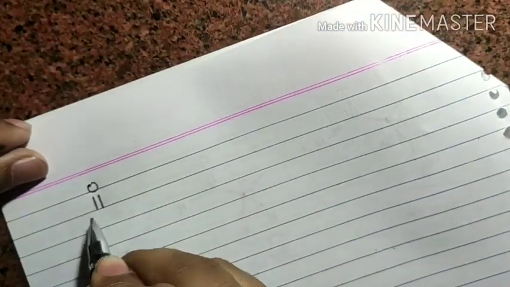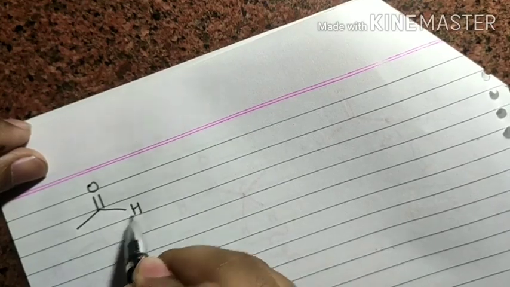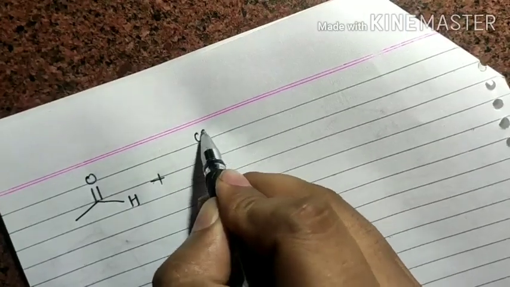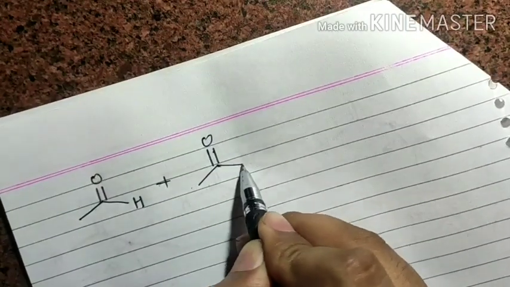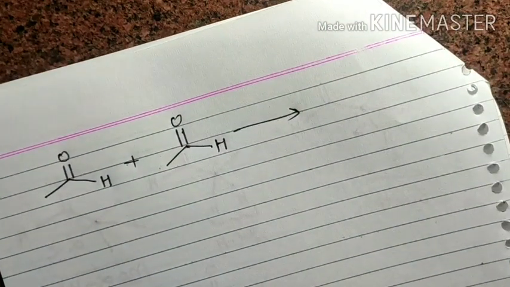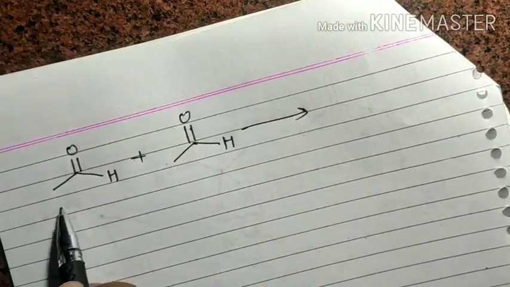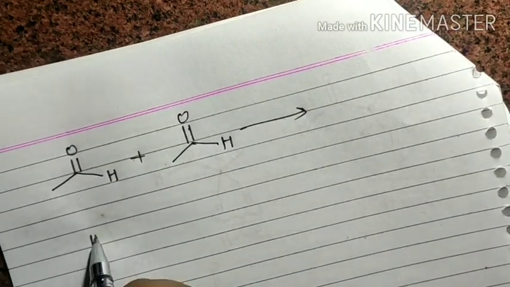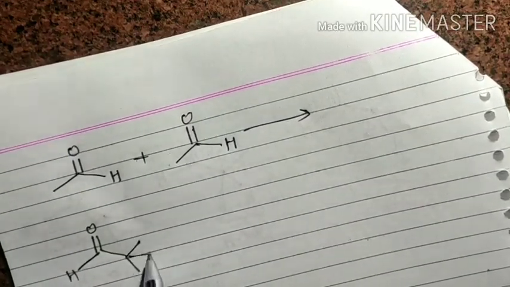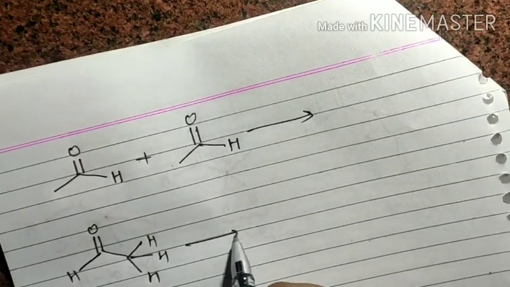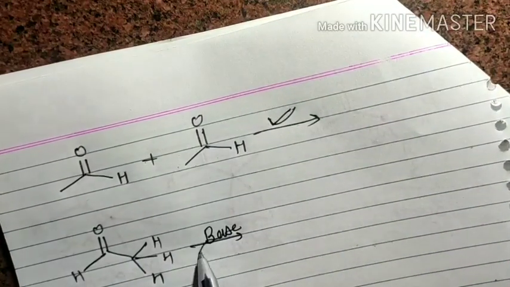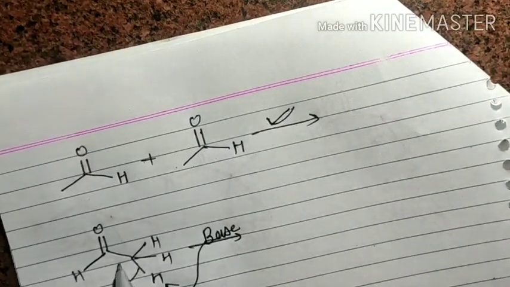I write here aldehyde. This is acetaldehyde, CH3 C double bond O H. Two molecules of aldehyde react together. So what happens? The first step is the formation of enolate. Any one of these aldehydes may form enolate. So how is enolate formed? I write here double bond O, CH3. This is hydrogen and CH3 has 3 hydrogens. Here we take a base, an alkali, because this reaction takes place in the presence of base. This base abstracts the hydrogen and it forms the enolate.